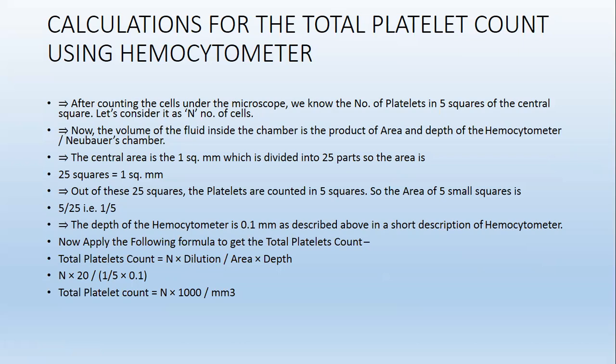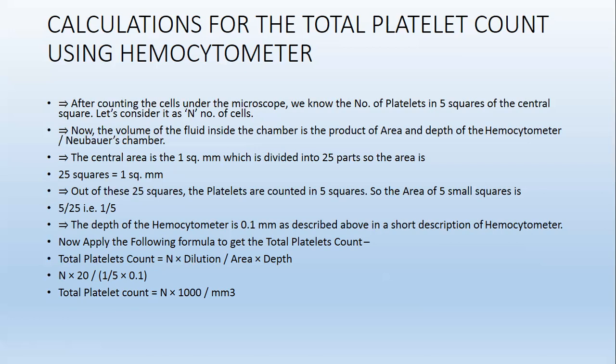So the area of 25 squares is equal to 1 square mm. Out of these 25 squares, the platelets are counted in 5 squares. So the area of 5 small squares is 5 upon 25, that is 1 upon 5. The depth of the hemocytometer is 0.1 mm as described above in the short description of the hemocytometer.